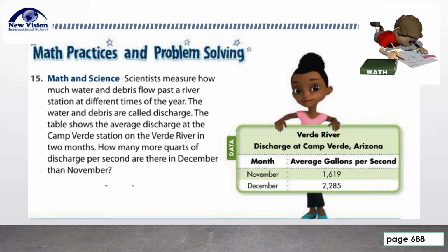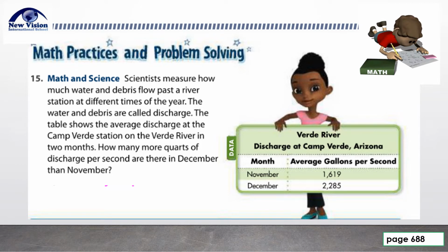Scientists measure how much water and debris flow past a river station at different times of the year. The water and debris are called discharge. The table shows the average discharge at the Camp Verde station on the Verde River in 2 months. How many more quarts of discharge per second are there in December than November?